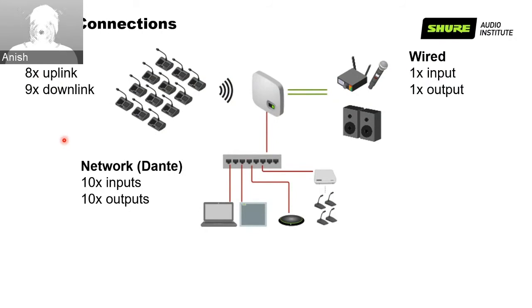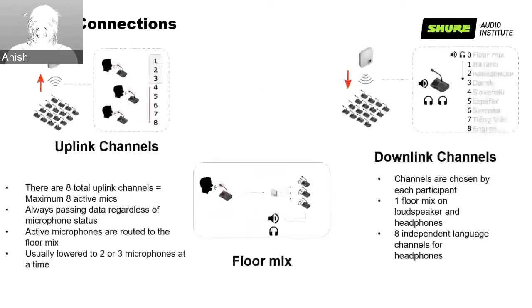So you have 8 uplink and 9 downlink channels, and it also offers network expansion over Dante by giving you 10 inputs and outputs over Dante. And it supports input and output connectivity, where you can have your wired microphones also connected. So it opens up a wide variety of Shure or third-party products to be connected to the system as well. Now, a quick discussion about the uplink and the downlink channels that we mentioned in the older slide.